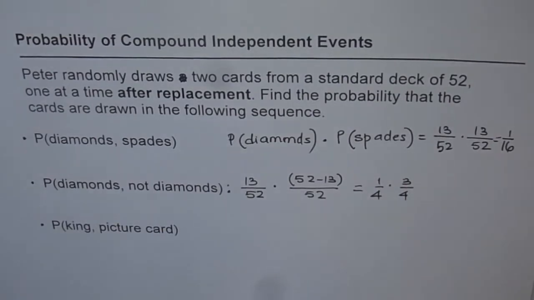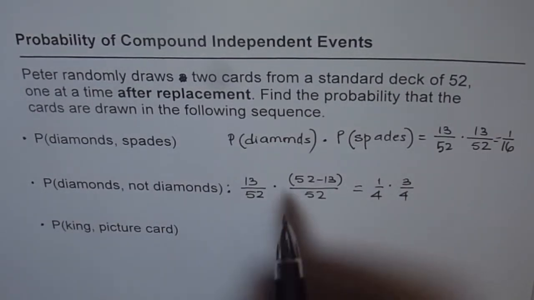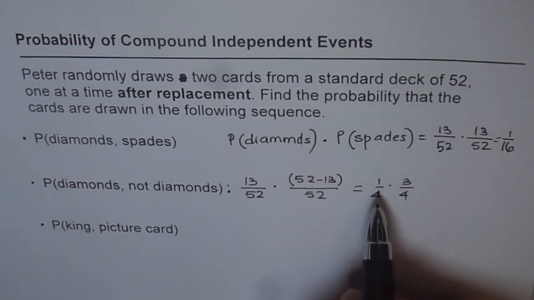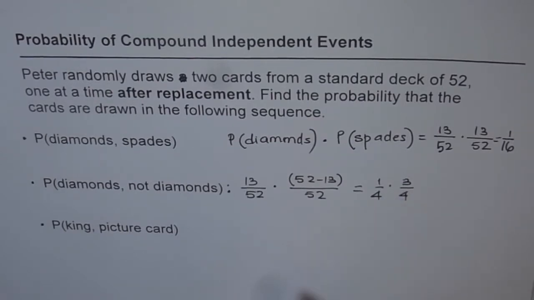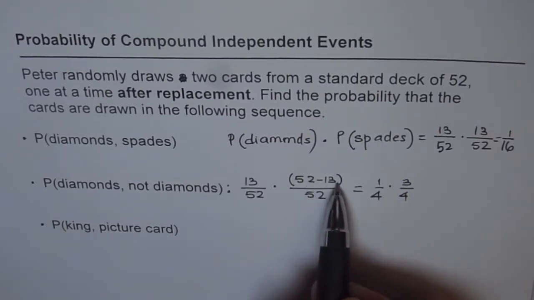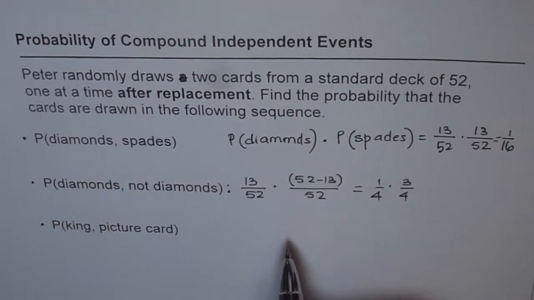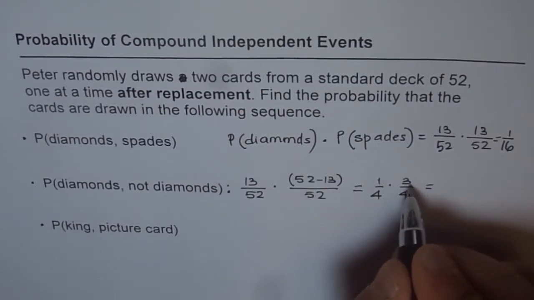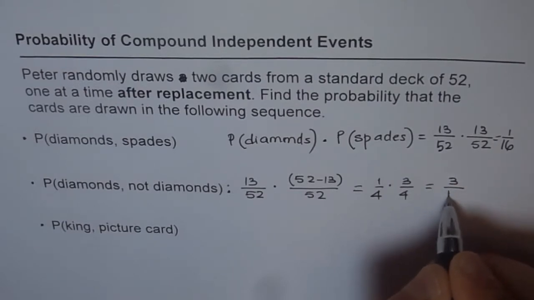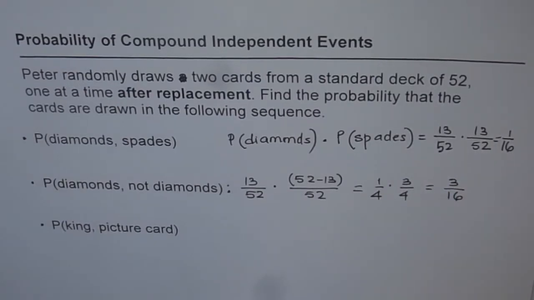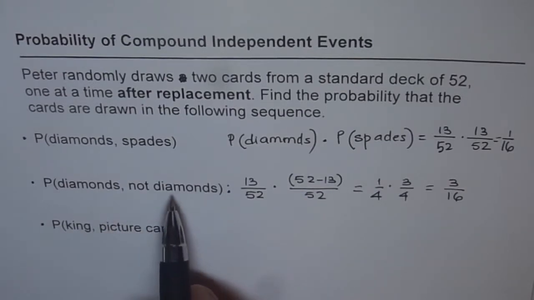But that is another way of looking at it, right? Not diamonds means 1 minus 1 over 4. You get 3 over 4. You do 52 minus 13 and then divide by 52, you'll get 3 over 4, right? Now when you multiply this, you get 3 over 16. So that is the probability of drawing diamonds, replacing it, and then drawing a card which is not diamonds.